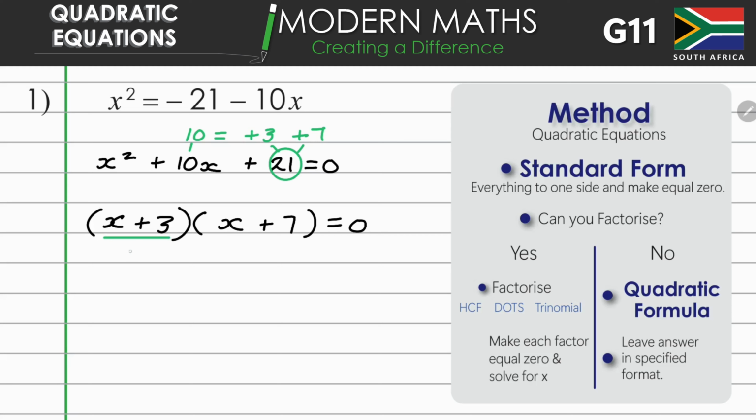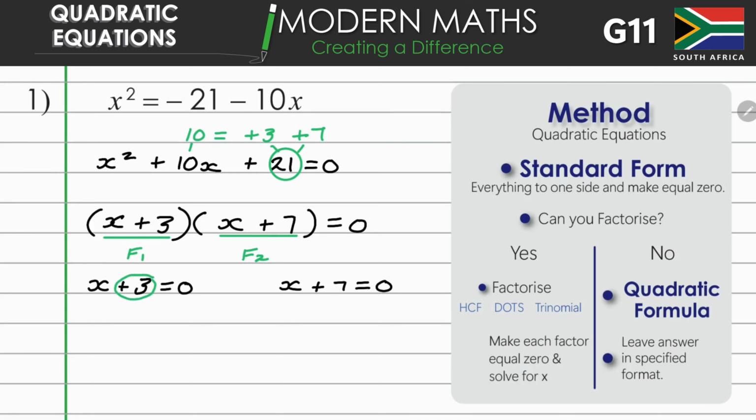And then from there we jump straight to our solutions. We grab each little factor and make it equal to 0. So here you can see factor 1, it's just the contents of what's inside the bracket, and then x plus 7 will form factor 2. So I grab each little factor and make it equal to 0. So I say x plus 3 equals 0, or x plus 7 equals 0.